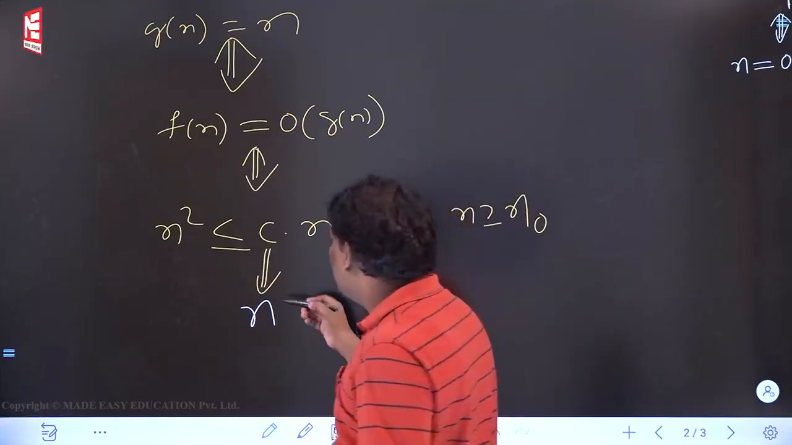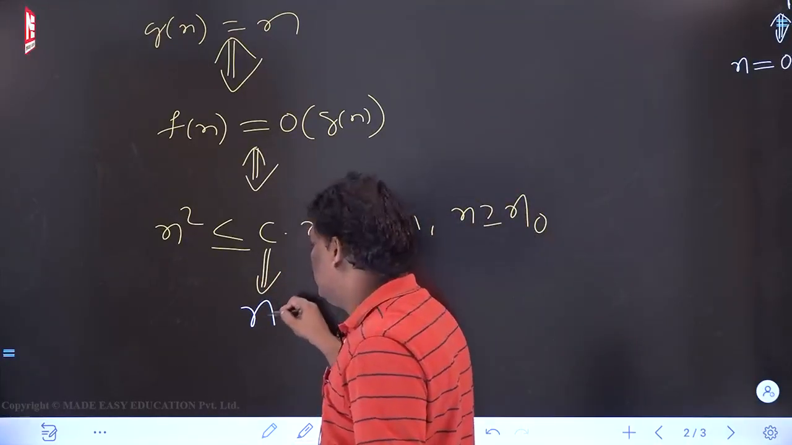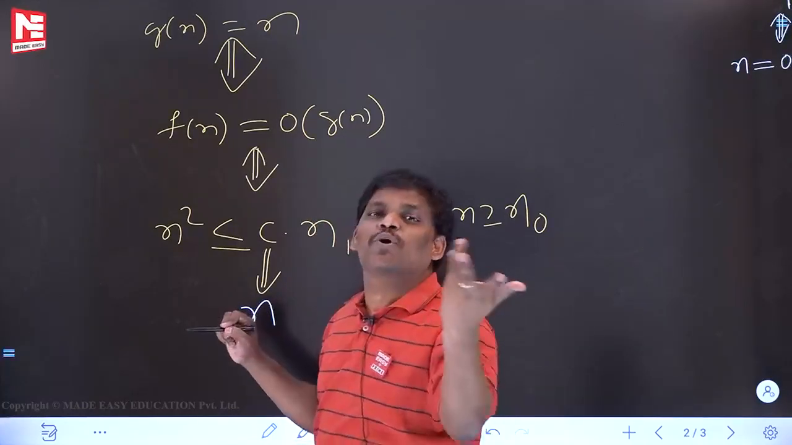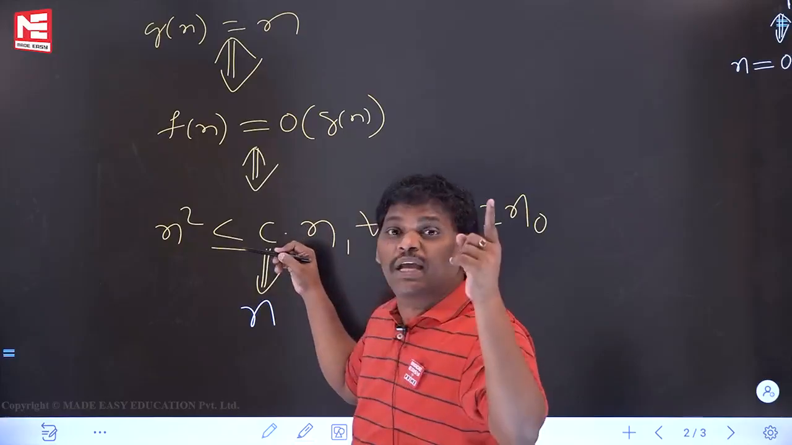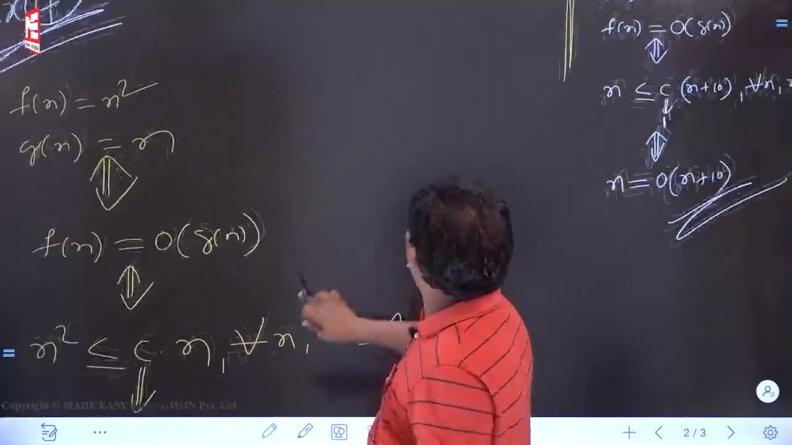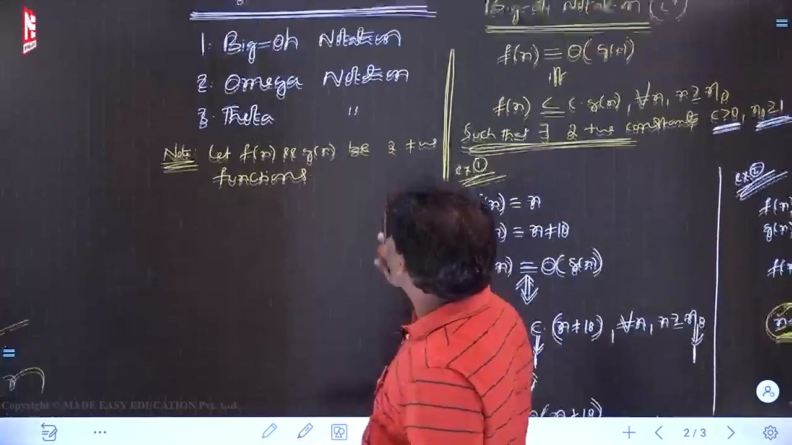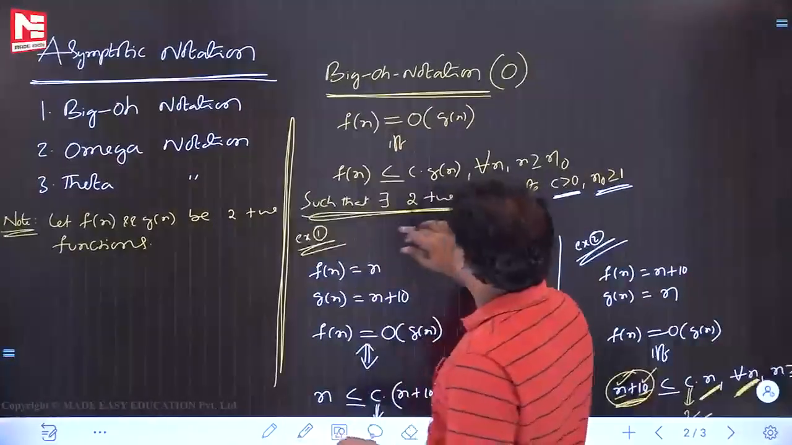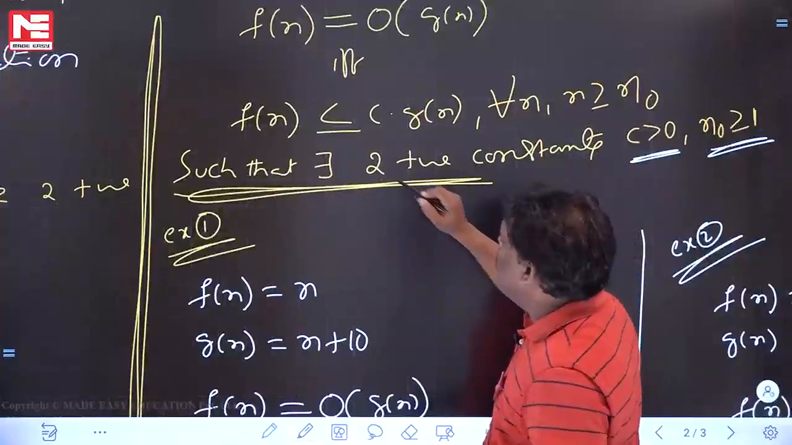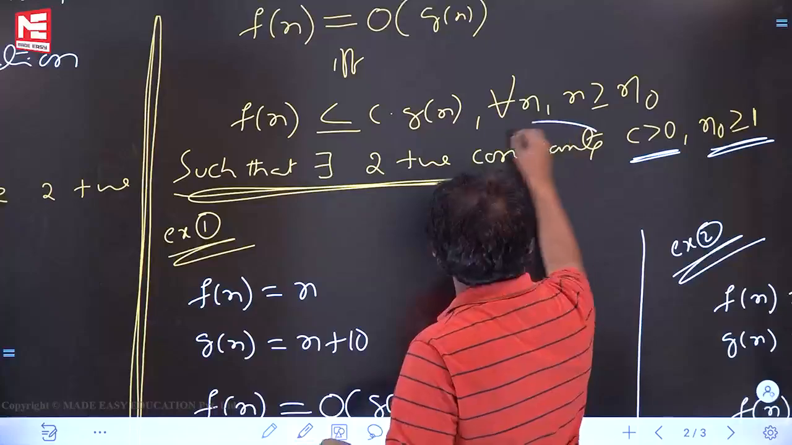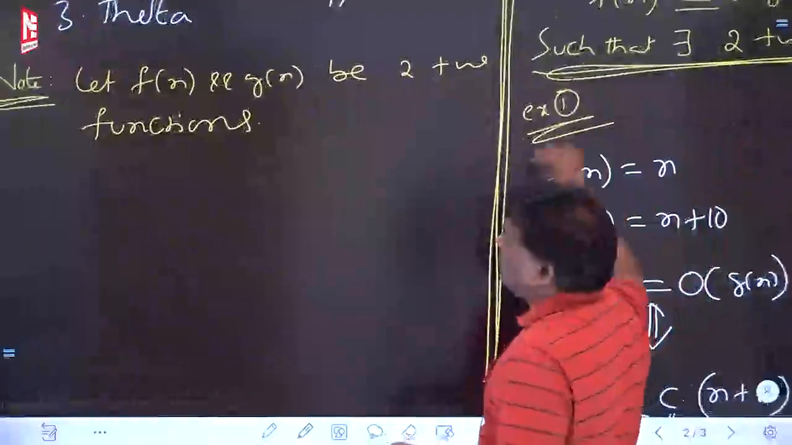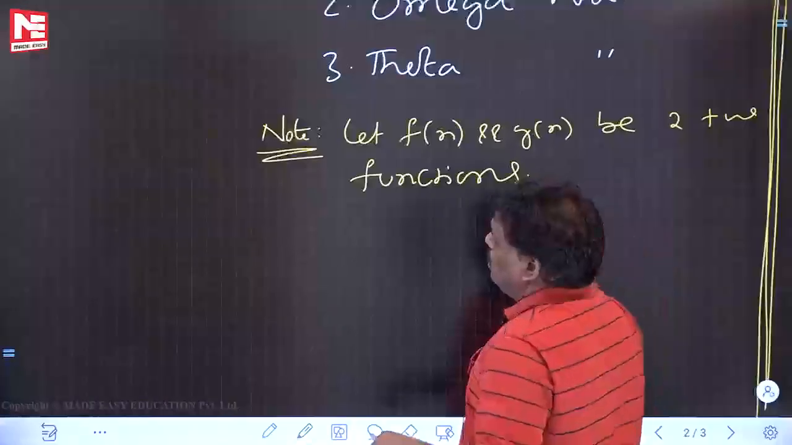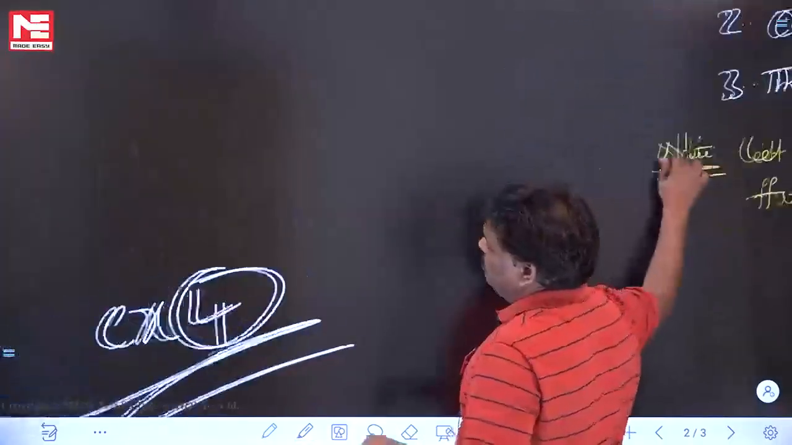But what is the problem? This n is a function. What is the meaning of function? It will keep on changing. N is a function, but C should be a constant. If anyone has a small doubt, you can check the definition. See, such that there exist two positive constants only. C is constant only. Please be careful.